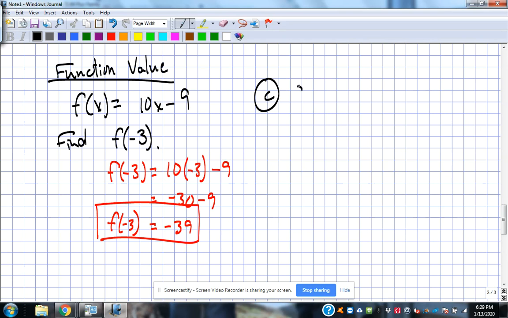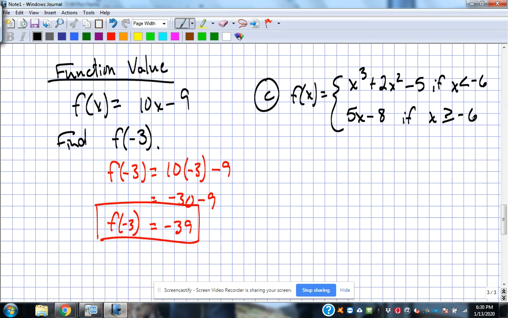Example C, f of x, and then here's our piecewise defined function. X to the third power plus 2x squared minus 5, so something a little more fancy, if x is less than -6. And then 5x minus 8 if x is greater than or equal to -6. So we want to find, the first one we want to find is f of 10.